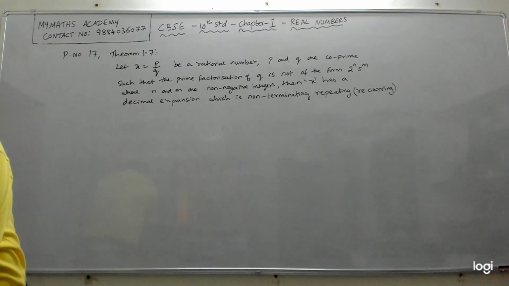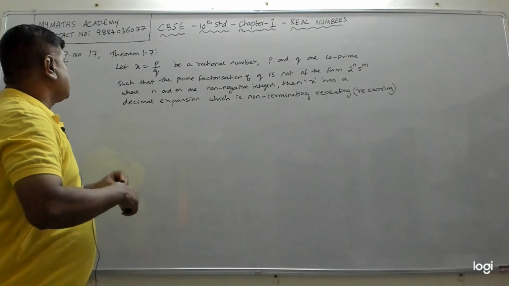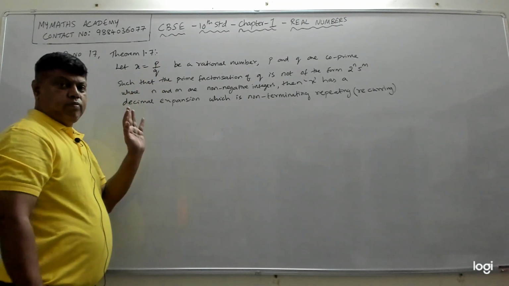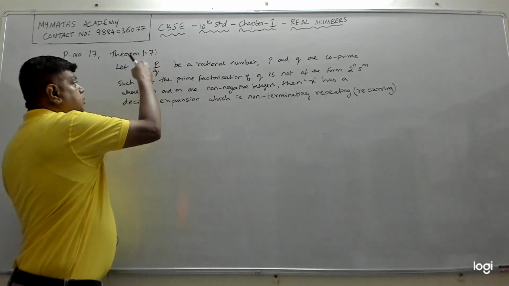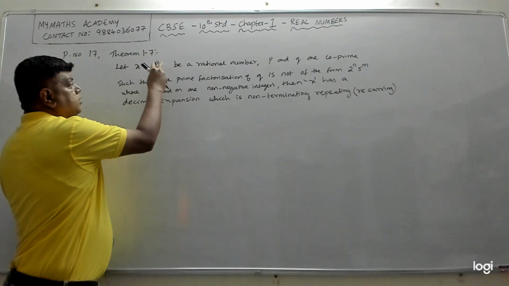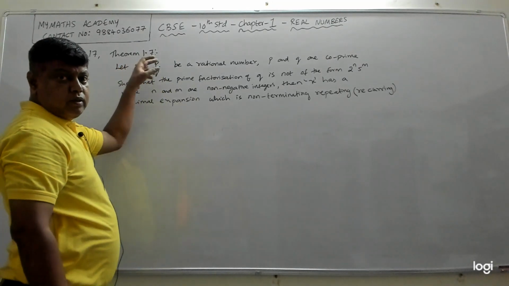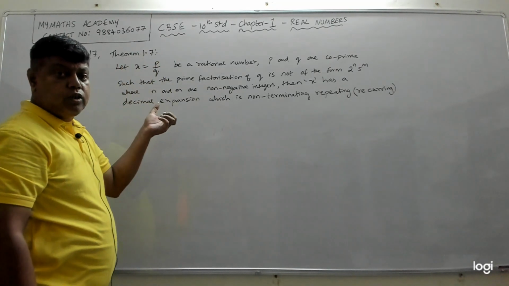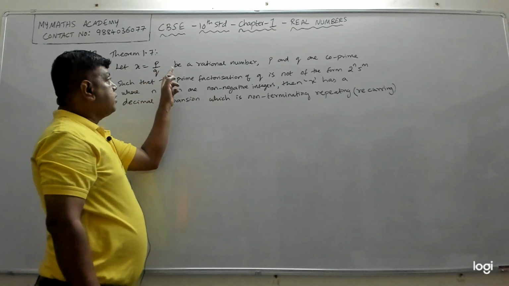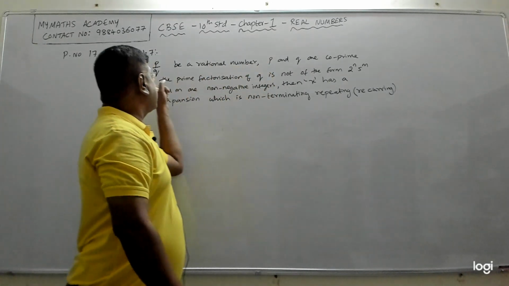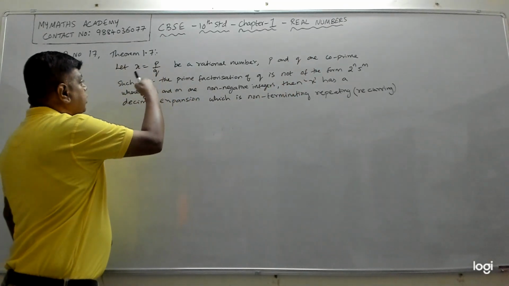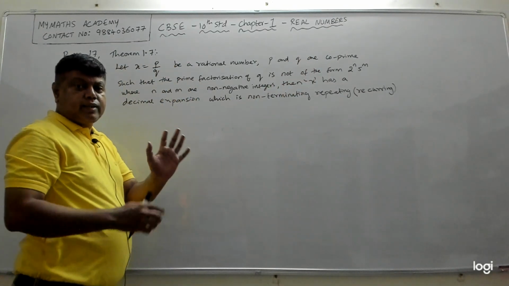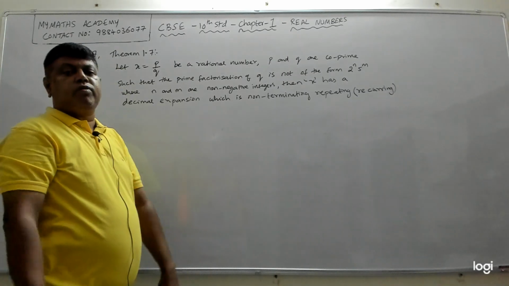So what Theorem 1.7 says is, suppose x is in the form of p by q, where p and q are co-prime, which means you simplify, writing x in the simplest fractional form, getting the fraction into the lowest form. Be a rational number. X is equal to p by q, and p and q are co-prime means you are cancelling out any common factors and writing x in the simplest form of the fraction.